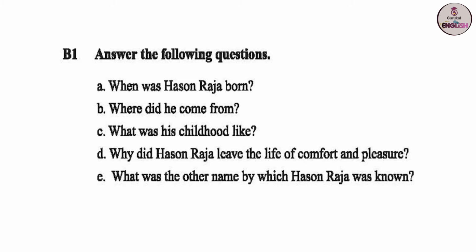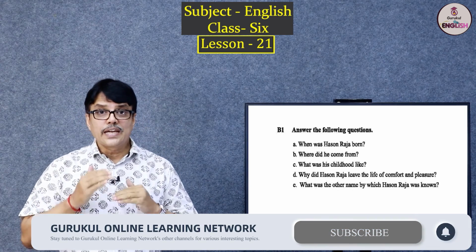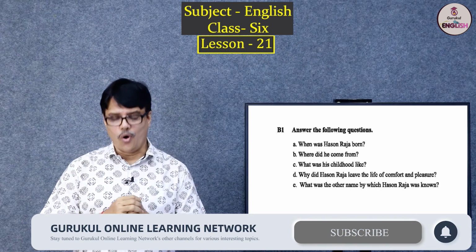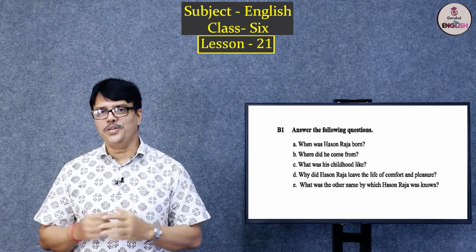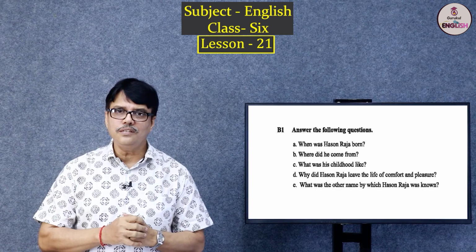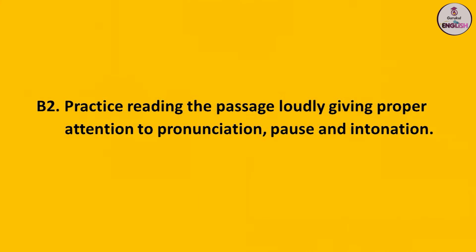Final question is, what was the other name by which Hason Raja was known? Actually, Hason Raja was known as Crazy Hason Raja or Pagla Hason Raja. My students, I think you have written the question answer. Now we'll go to the activity B2. Practice reading the passage loudly, giving proper attention to pronunciation, pause, and intonation.